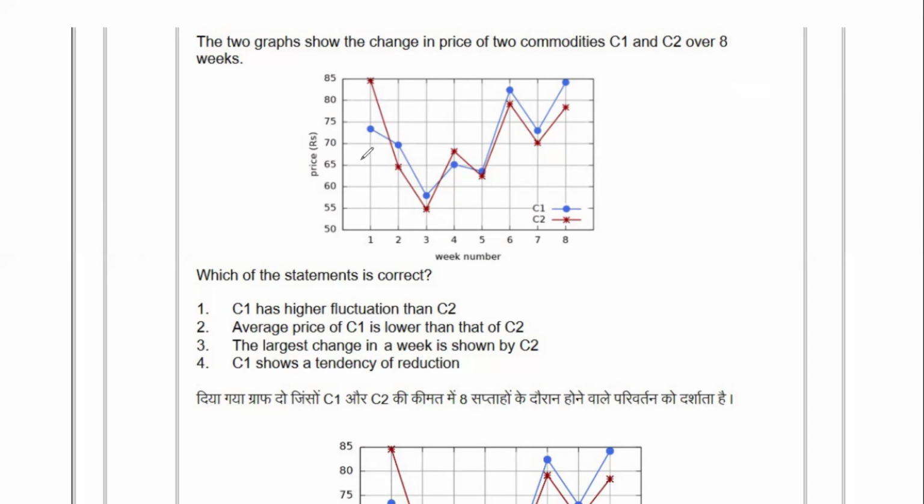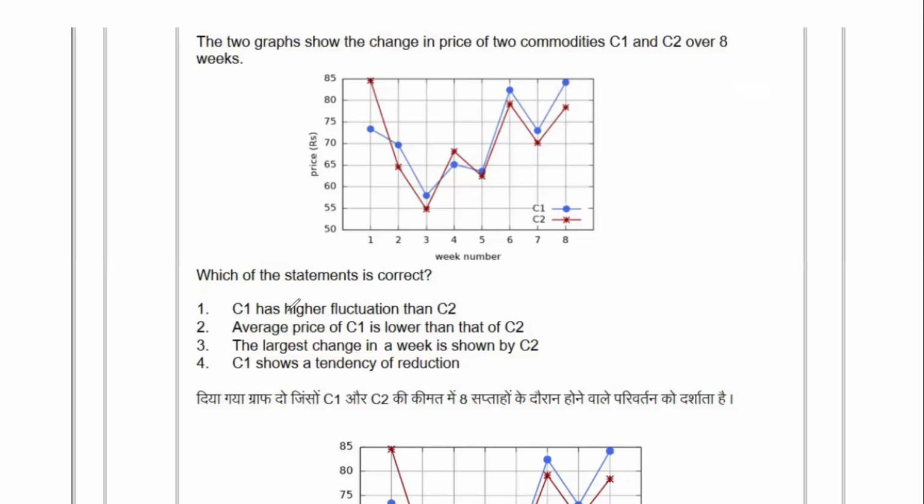One is the red one, which is C2, and one is the blue one, which is C1, and they show the change in price of two commodities. Commodities could be grain, gold, diamond, wheat, anything which is consumable, could be metal also. So now, which statement is correct? C1 has higher fluctuation than C2.